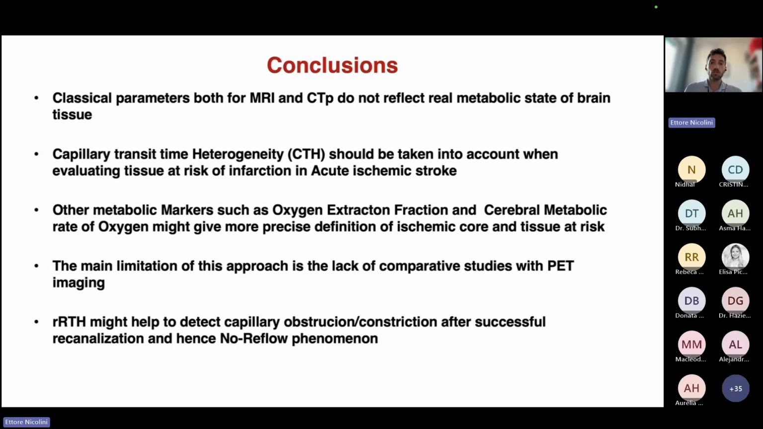The main limitation of this approach is that we have a lack, of course, of comparative studies with positron emission tomography. And finally, relative transit time heterogeneity might help to detect capillary obstruction and occlusion after successful recanalization, and hence the no-reflow phenomenon.